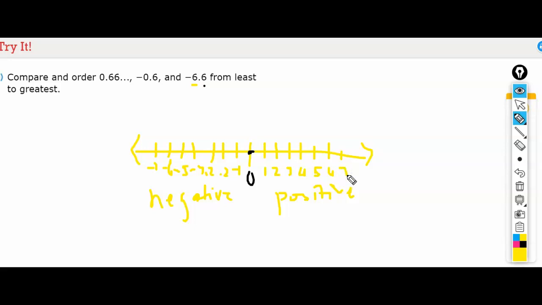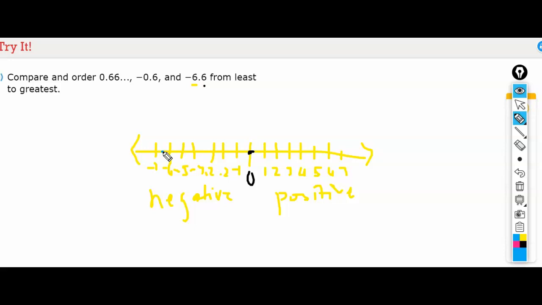Okay. Now, negative 6 and 6/10 will be the first one I will graph here. And so negative 6 and 6/10 will be between the negative 6 and negative 7. And it will be closer to the negative 7. So it doesn't have to be perfect. So I'm just going to place it.